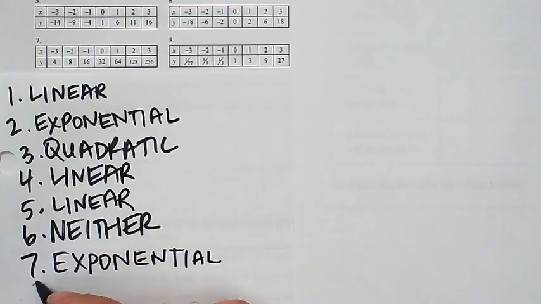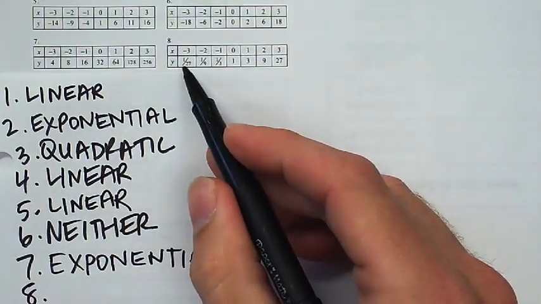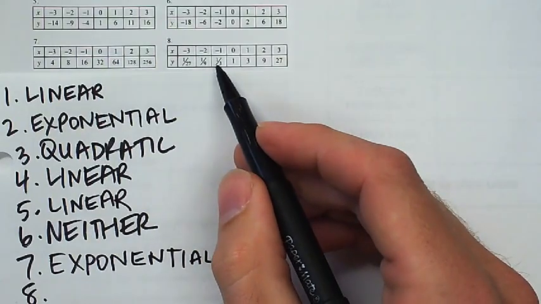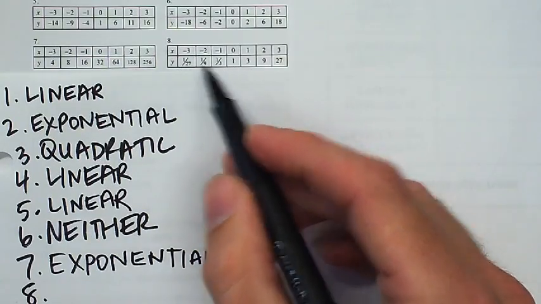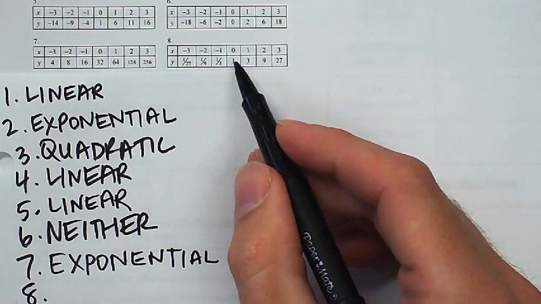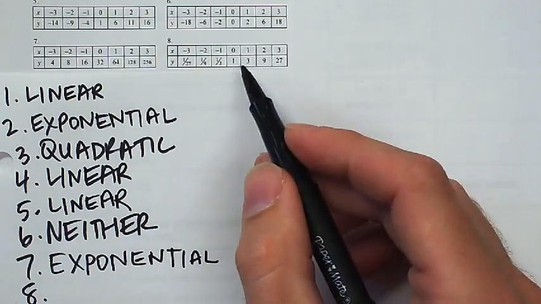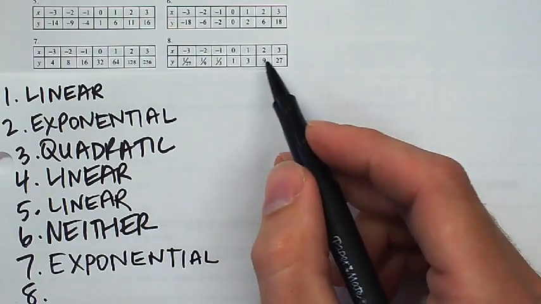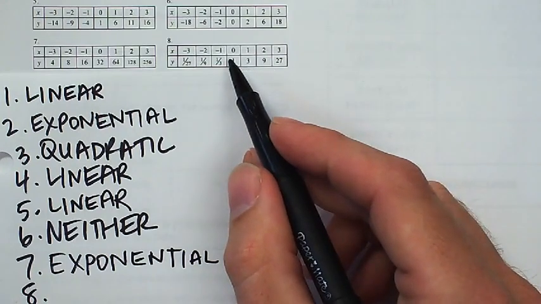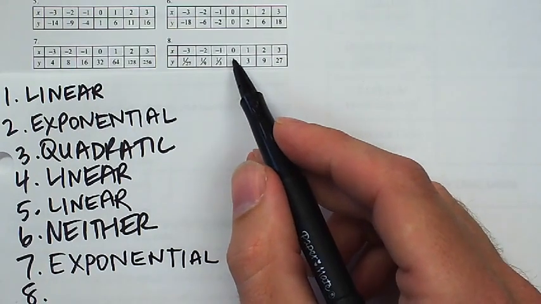And yeah, I've got just enough room for number 8. 1/27th, 1/9, 1/3, 1. Okay, now if you weren't sure what's going on here, 1, 3, 9, 27, each time I'm multiplying by 3 there. And you could think about each time I go to the left, I'm dividing by 3. And that's what's happening. 1 divided by 3 is 1/3.